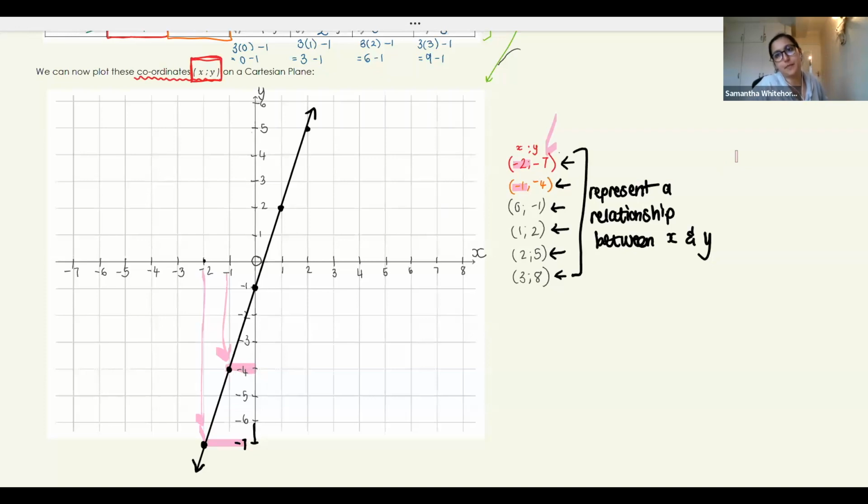Good. Okay, so guys, that's very important. We can have x values that are negative.